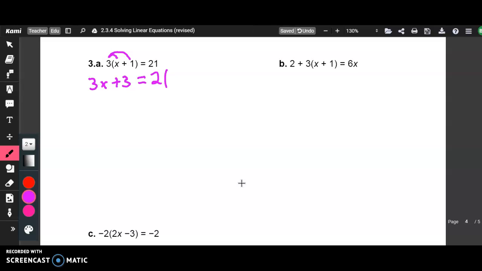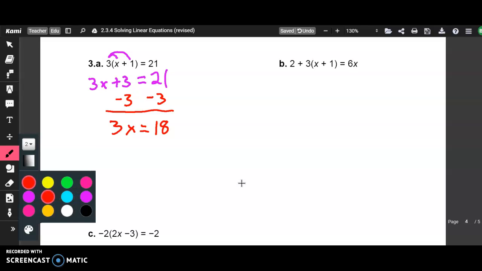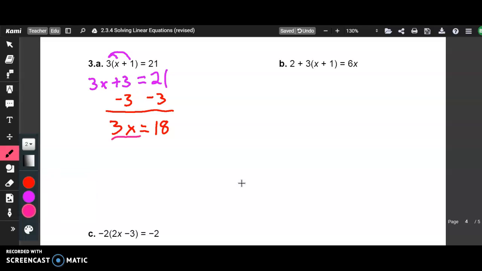What would be the first step to solving this equation? I'm going to minus 3 from both sides. So I get 3x equals 18. What would be the second step to solving this equation? I'm going to divide by 3, so I get x equals 6.